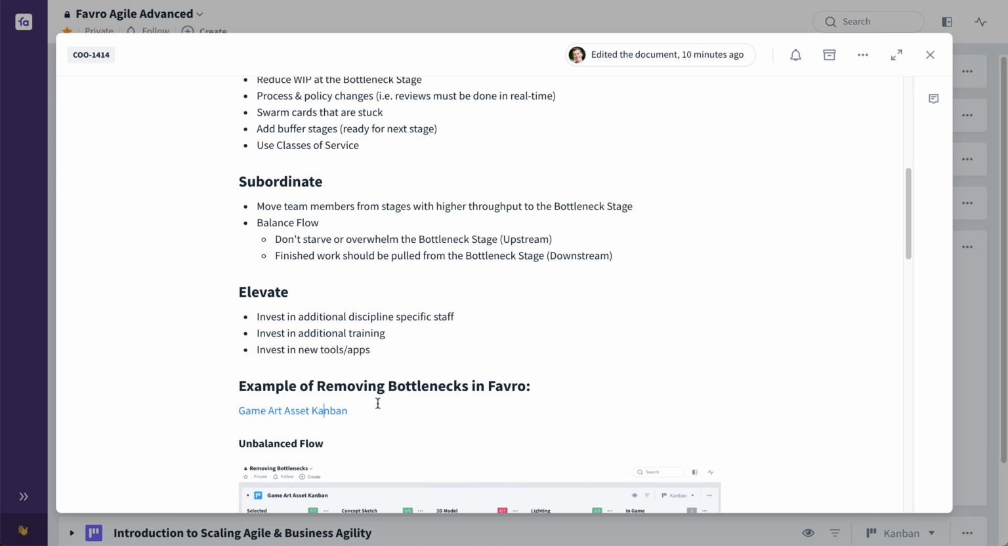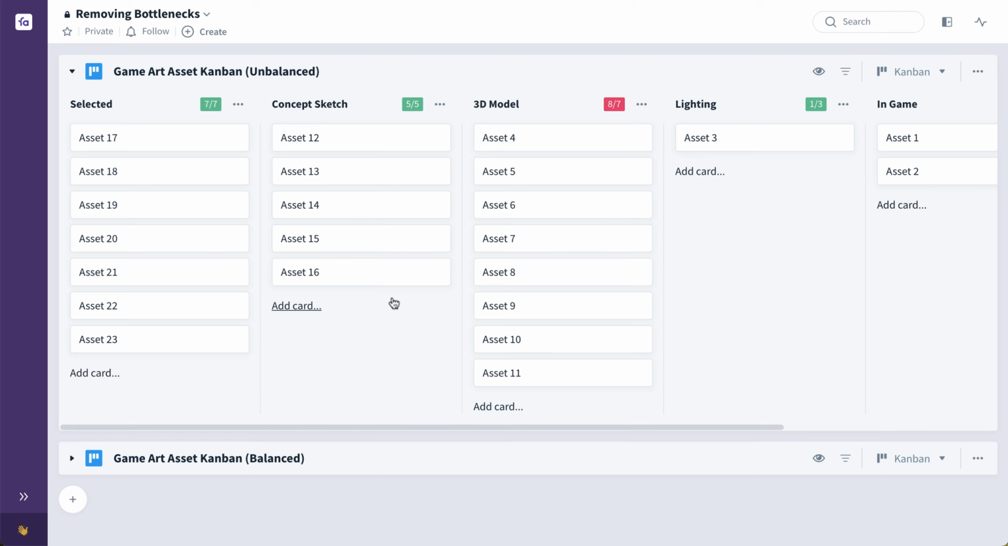So let's go through an example of, once we've identified a bottleneck in Favro, how do we remove that bottleneck? We're going to look at another game art asset team example. We were able to clearly see, maybe just by looking at this particular column, that we're exceeding our WIP limit on a consistent basis at this 3D model stage. More cards are piling up at this stage than can be completed in a timely manner.